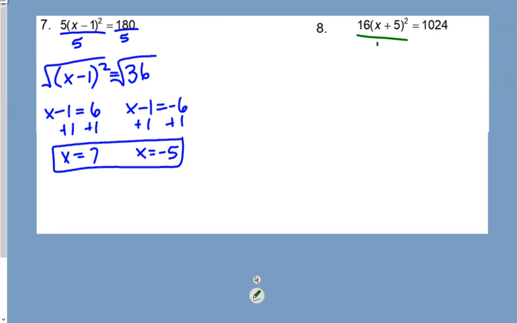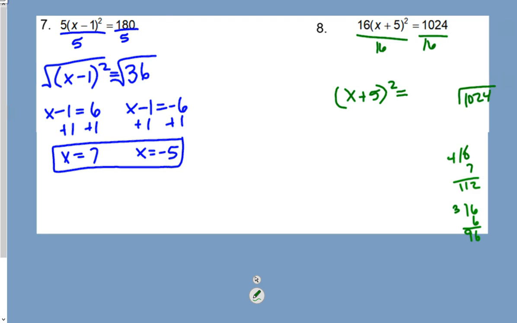Okay, this side, divide by 16 on both sides. So x plus 5 all squared equals, let's see, 16 times 7. It's a little too high, so it'd be 16 times 6. I don't have my calculator on me. So 6, but it's 64, huh? There we go. All right, equals 64. Ignore all that. It's my scratch work.